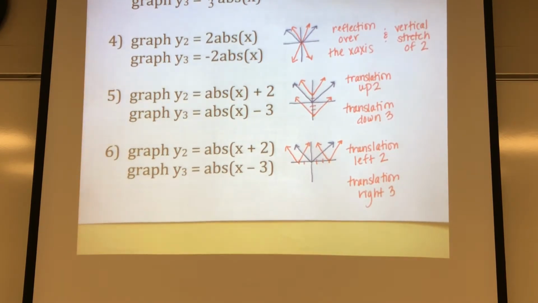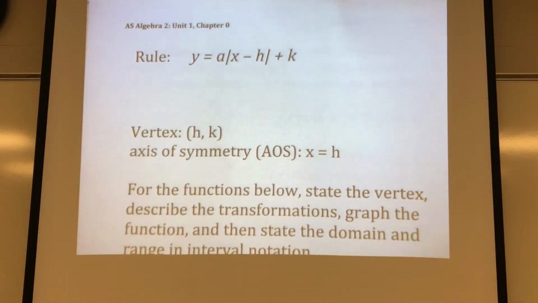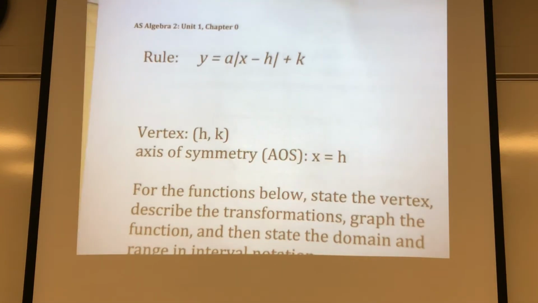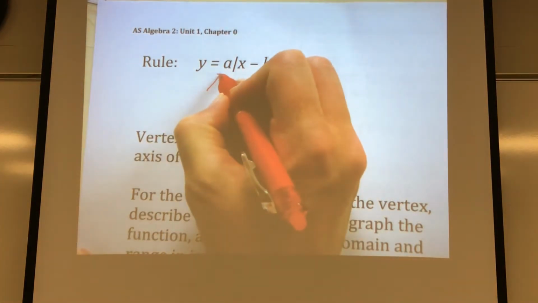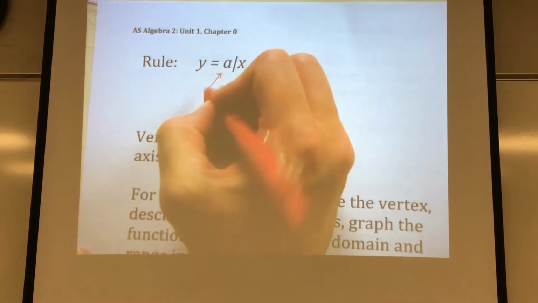All of these transformations we should be able to figure out by just looking at the equation, because there is a rule that keeps it consistent for all absolute values. So we don't always have to use our graphing calculator. Here's the rule. So our A value, we found out, tells us the vertical stretch and shrink.